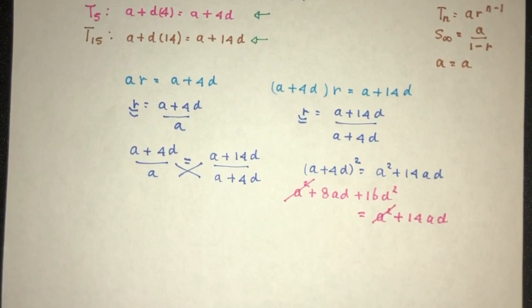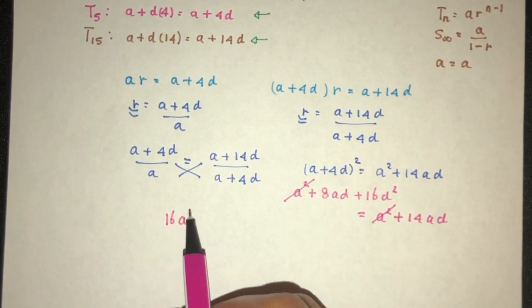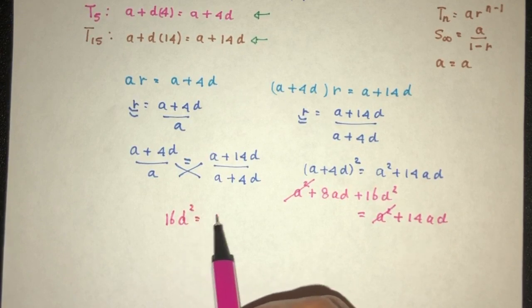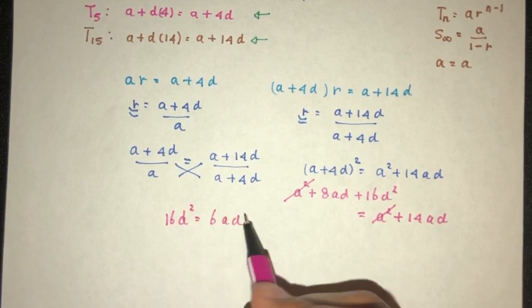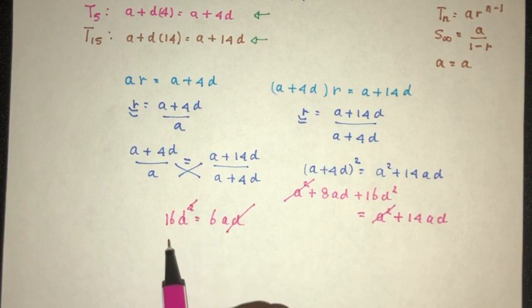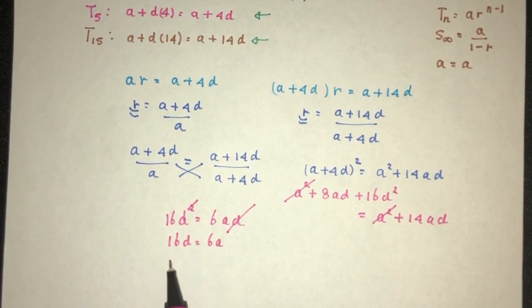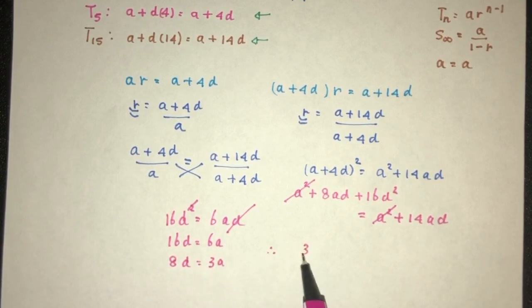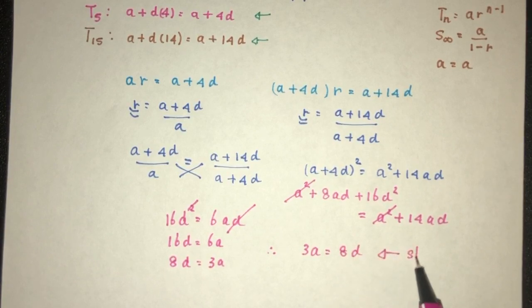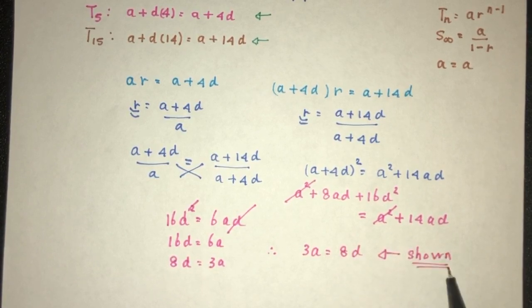So finally, we have to send this over here. You will have 16d squared is equal to 6ad. Obviously, cancel d, that will be 16d equals 6a. Divide by 2, you will have 8d equals 3a, which is the same thing as saying 3a is equal to 8d. This is shown as required.